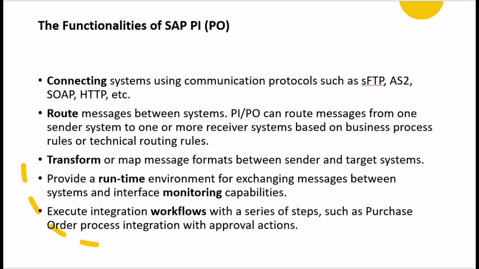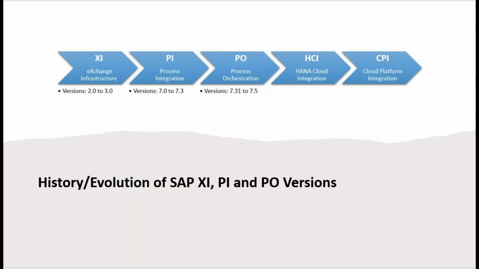Now, history and evolution of SAP XIPIPO, what are the versions? So this talks about from XI to PI and then PO, and now there is HANA Cloud Integration, and the final step is CPI. So we will cover CPI in later segments, but it's just like XI was initially having version 2 and 3. PI was version 7 to 7.3, and then other versions of PO. Okay, so this is just a quick look at it.